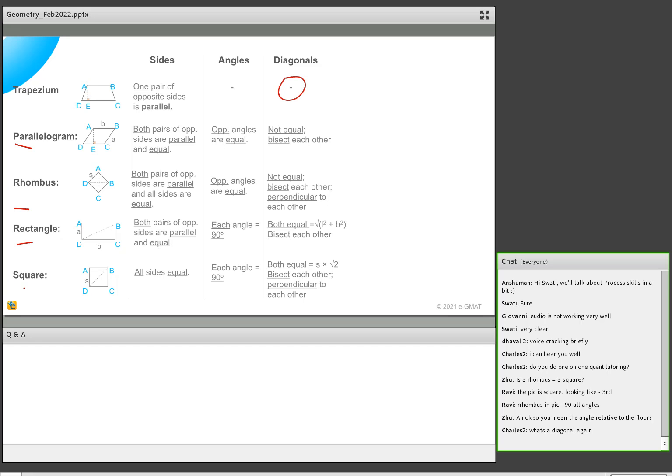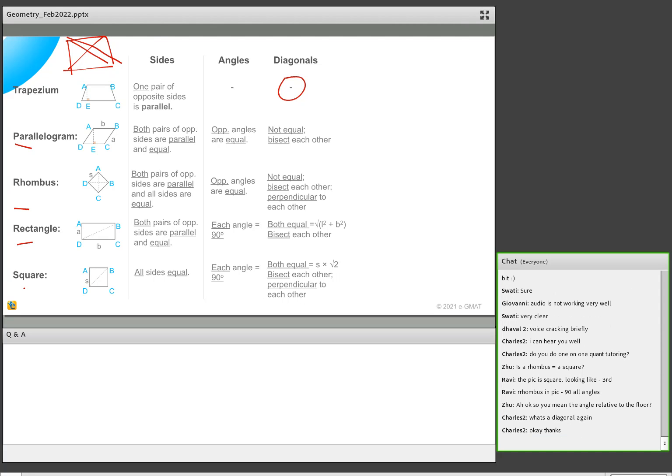Charles is asking a question: what is a diagonal? Charles, this thing that I just drew is a diagonal. This is diagonal 1, this is diagonal 2. You're connecting the opposite vertices. That is a diagonal. These are the terms that you should have an absolute death grip on before you go to the exam, because otherwise you'll be wondering what that is. You cannot do that on the exam.